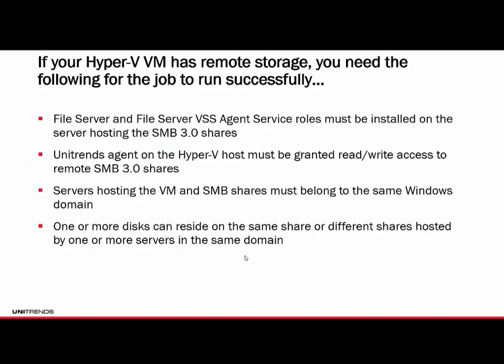If your Hyper-V VM has remote storage, you need to make sure you have the following in place to run a job successfully. File server and file server VSS agent services roles must be installed on the server hosting the SMB 3.0 shares. That's a file server and the file server VSS agent services role. The Unitrends agent on the Hyper-V host must be granted read-write access to the remote shares as well. The servers hosting the VM and the SMB shares must belong to the same domain, and that's pretty common.